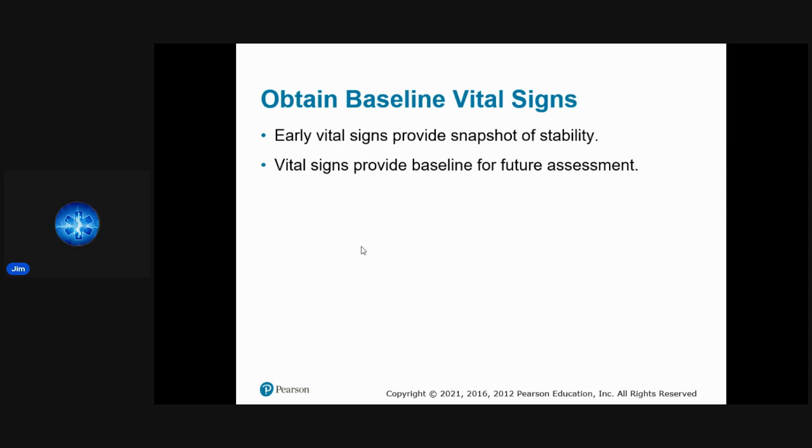Obtaining baseline vital signs. Early vital signs provide a snapshot of stability, right? If we have a high heart rate and a normal blood pressure, they could be in compensating shock. Maybe they have a high heart rate and lower blood pressure. Now we're decompensating due to like blood loss. And the baseline vitals provide a baseline for future assessment that we can compare to or trend our patient.